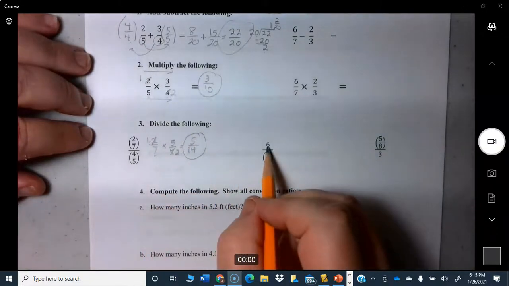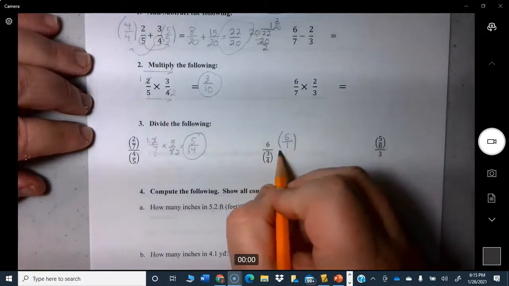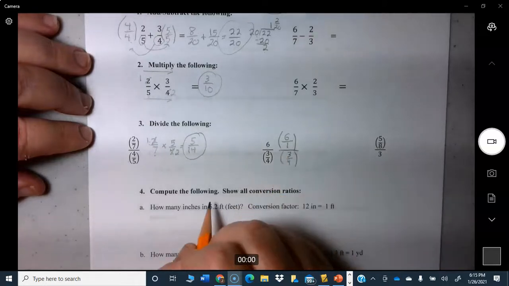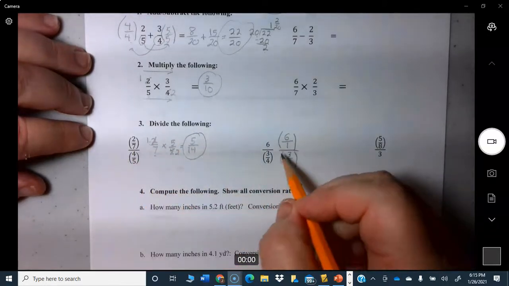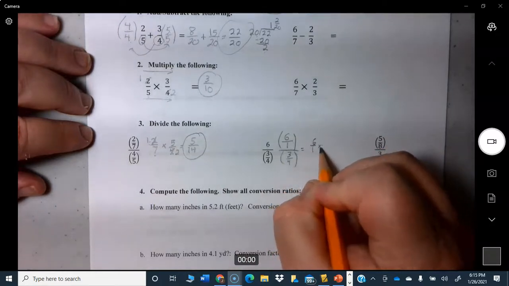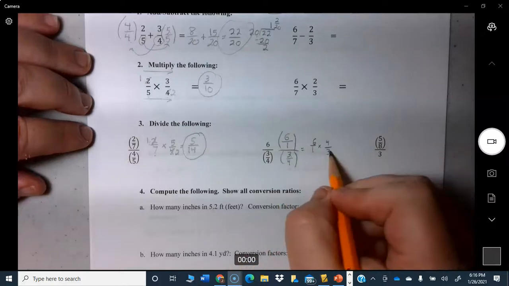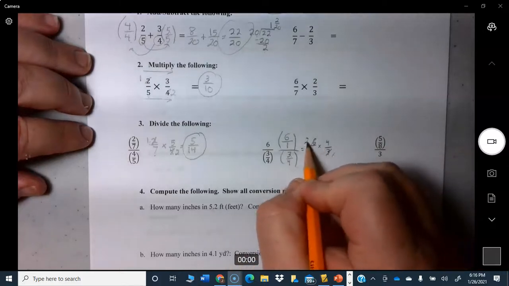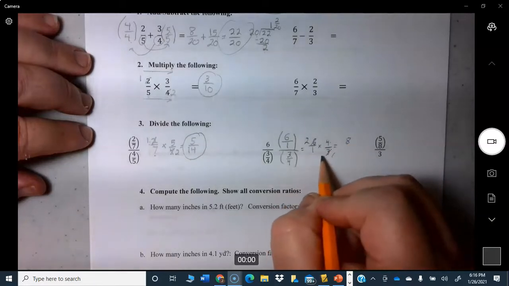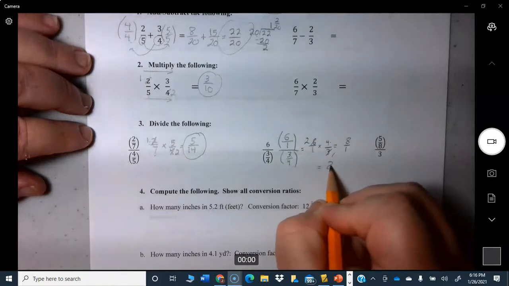Okay, for this one, we're going to make a fraction out of 6, so we're going to call it 6 over 1, over 3 over 4. Now we have a problem just like this one, so we're going to flip the bottom and multiply. So that's going to be 6 over 1 times 4 over 3. Okay, 3 goes into 3 once, it goes into 6 twice. So 2 times 4 is 8, and 1 times 1 is 1. So 8 over 1 simply equals 8.